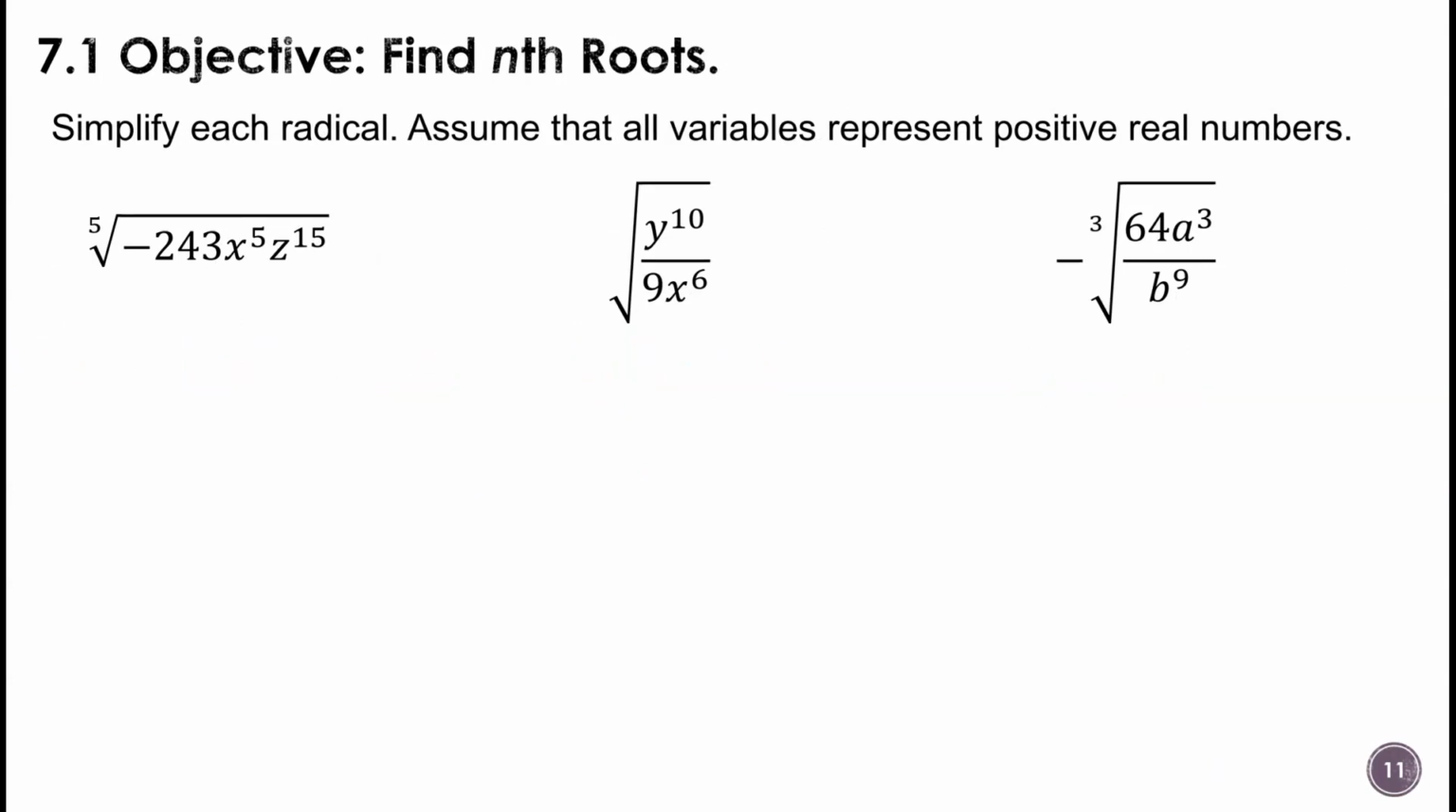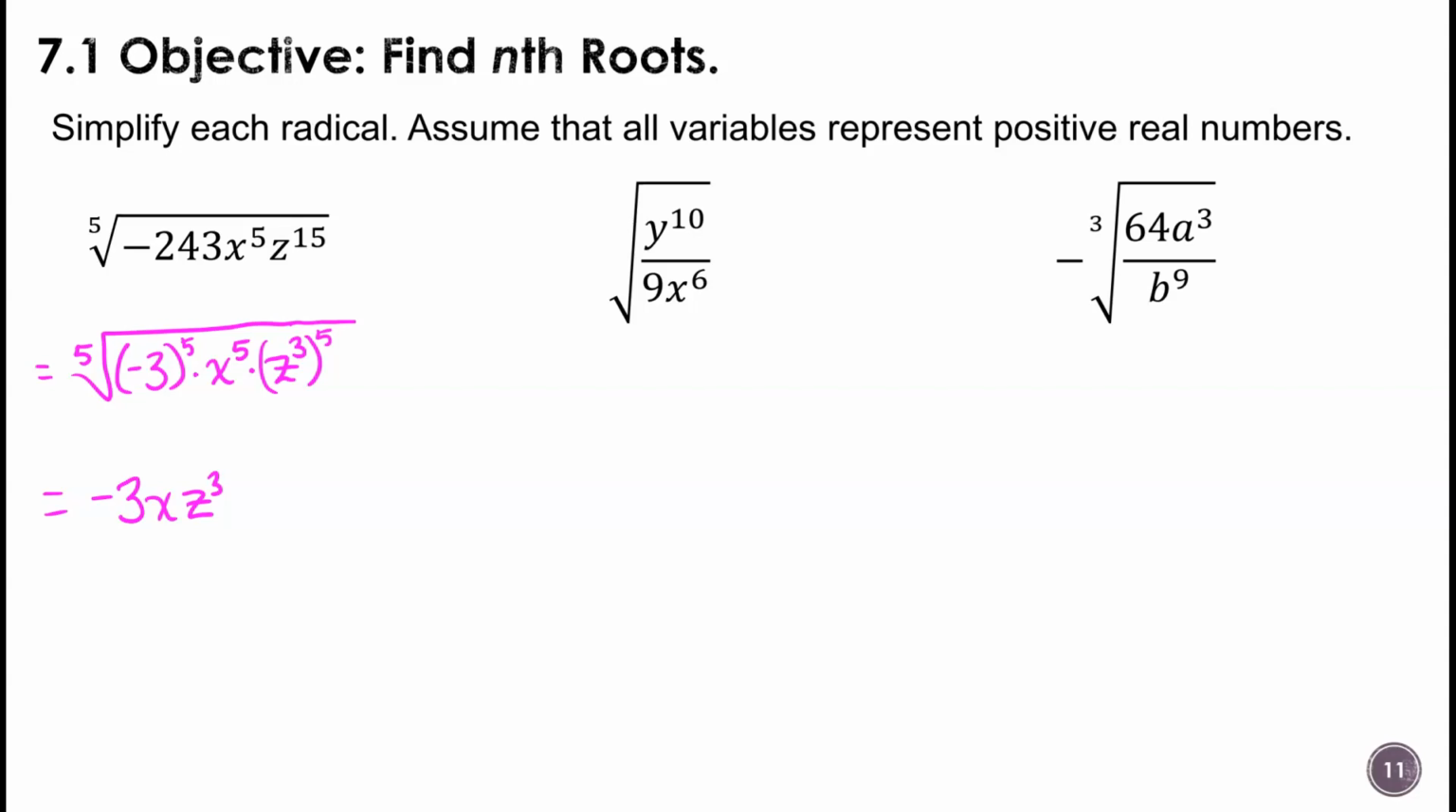Now, we did one already that had a -243. So fifth root, that's -3 to the fifth, x to the fifth, and then we'll write the z cubed to the fifth power, right? Because the 3 times 5 gives me the 15. So my answer will be -3x z to the third. If you don't recognize that -243, you can always try that with your calculator.